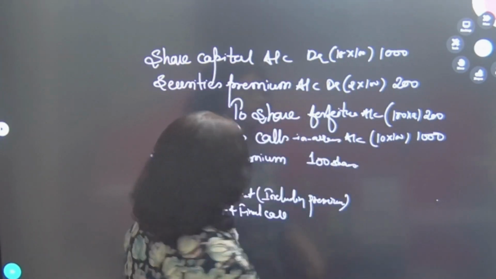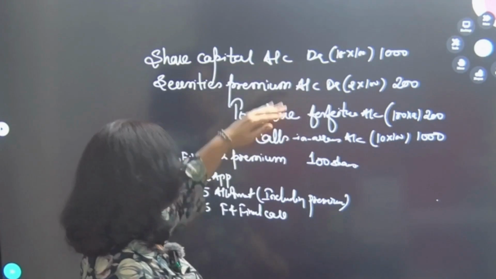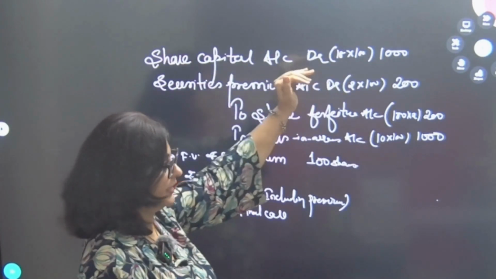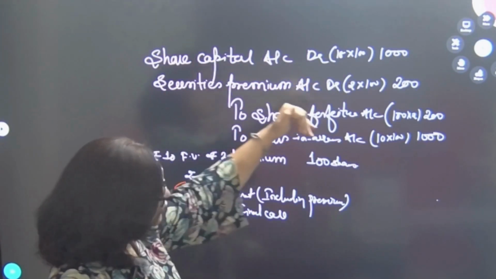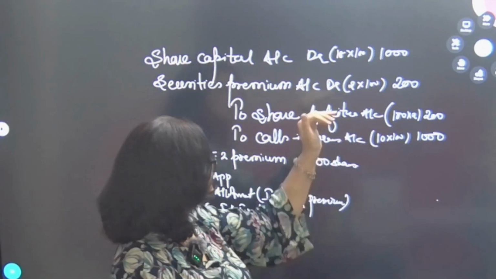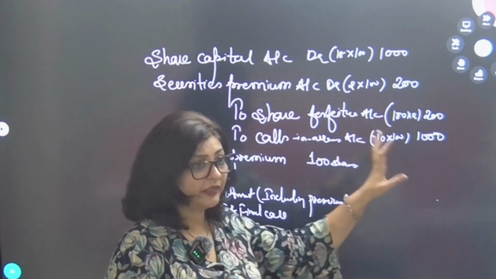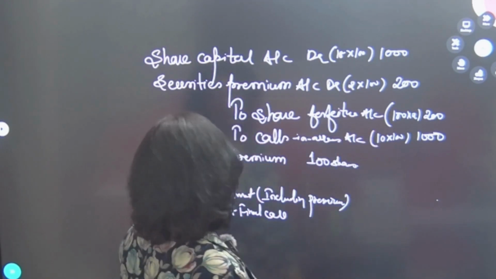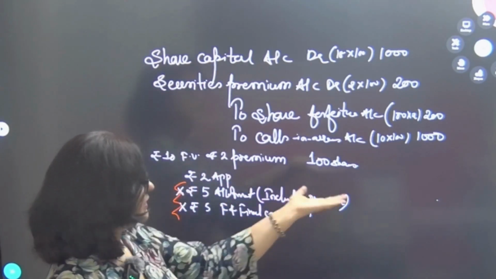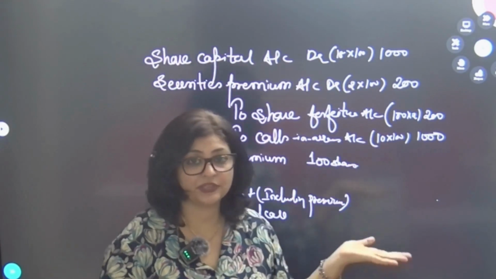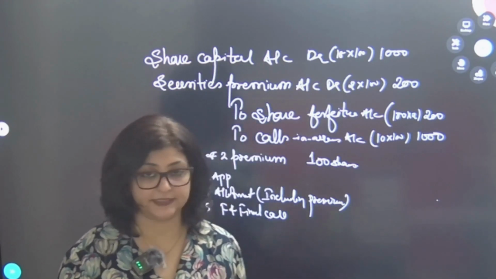I am repeating once again. What did we do? We wrote the called up money on share capital account, the amount of premium which is not paid in securities premium, then share forfeiture account with the amount paid which was only the application money, and calls in arrears is rupees 10 which is for allotment money and first and final call.